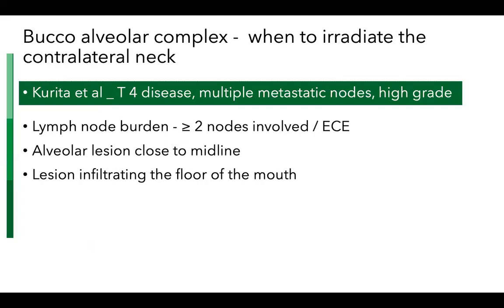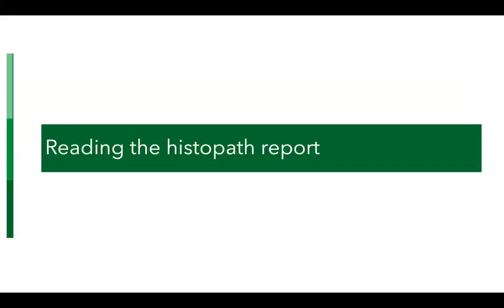So ipsilateral neck, yes, but when do we treat the contralateral neck? One of the things that has been suggested is that in all T4 patients, we should treat the contralateral neck. I don't necessarily agree with that. But yes, if patients have multiple metastatic nodes, if there are 2 or more nodes involved, if there are alveolar lesions that are close to the midline, or if the lesion infiltrates through the floor of the mouth, then in that case, we do need to treat level 1, 2, and 3 of the contralateral side.